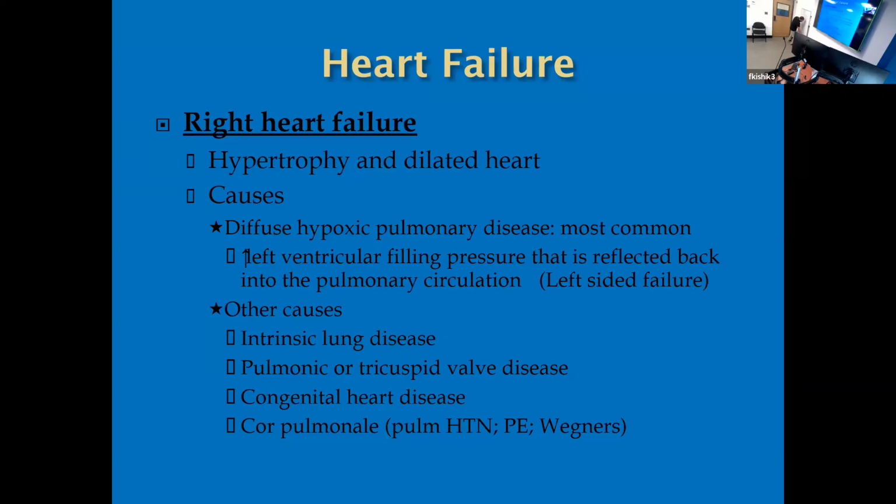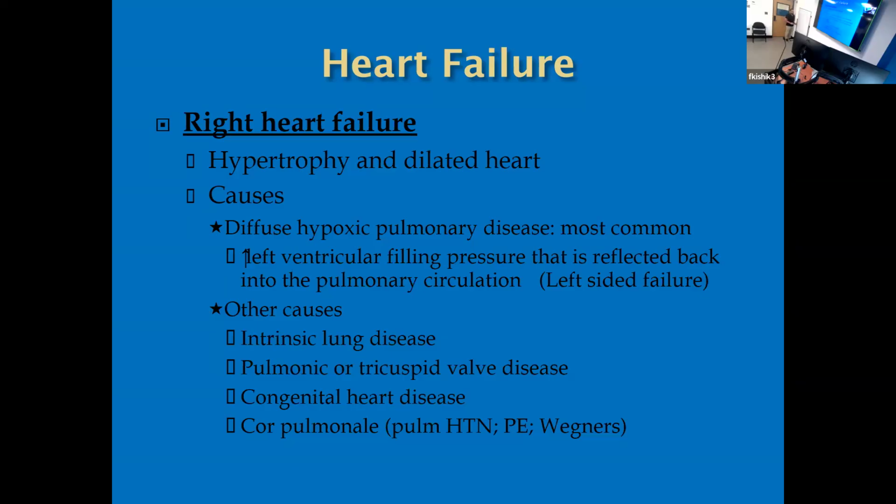To understand right-sided heart failure well, you should understand pulmonary hypertension. Al War is a world-renowned expert on pulmonary hypertension, so this is going to be child's play to him. Pulmonary hypertension is increased pressure in the pulmonary artery. The causes of pulmonary hypertension are divided into groups. There are 5 groups.